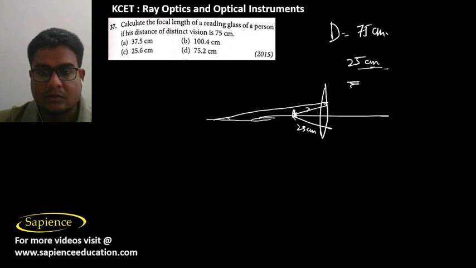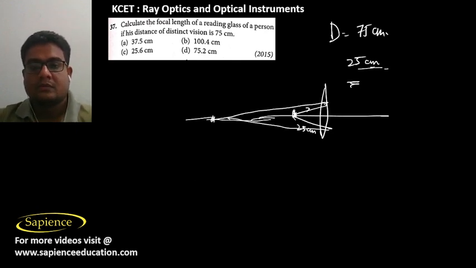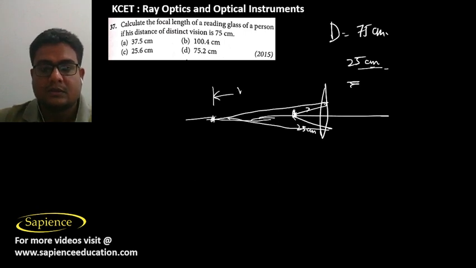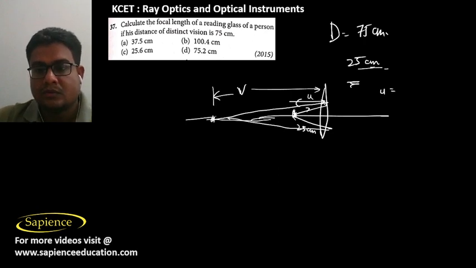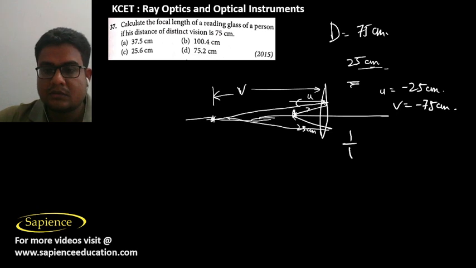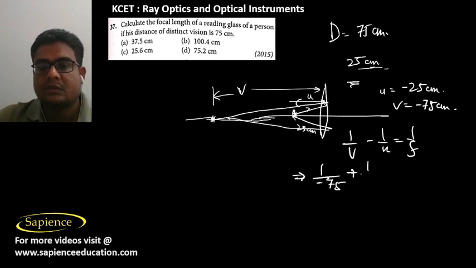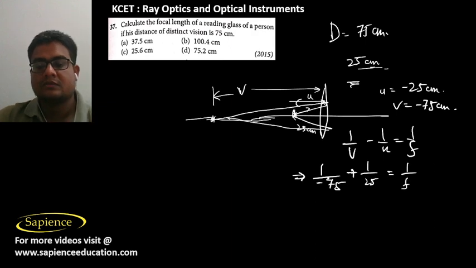So the convex lens should form the image of the object here. So this one is B. Therefore, u is how much? u is minus 25 centimeter and v is minus 75 centimeter. The focal length should be how much? So I can say that 1 by v minus 1 by u is equal to 1 by f. So therefore 1 by minus 75 plus 1 by 25 is equal to 1 by f.